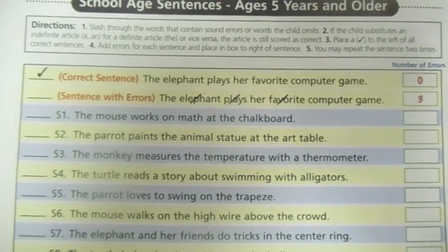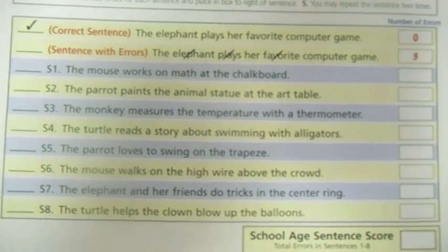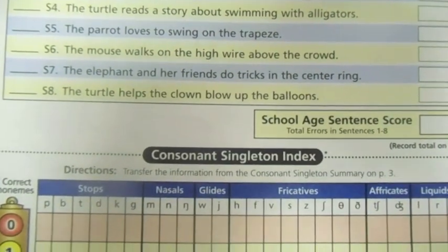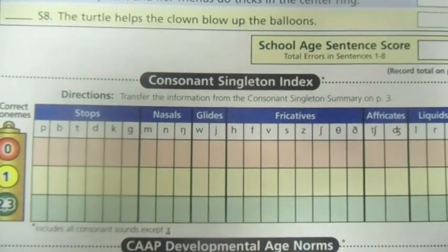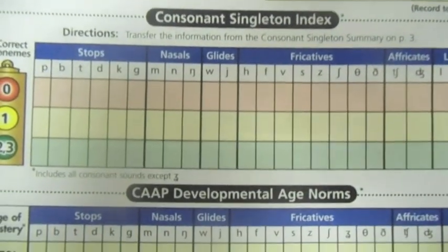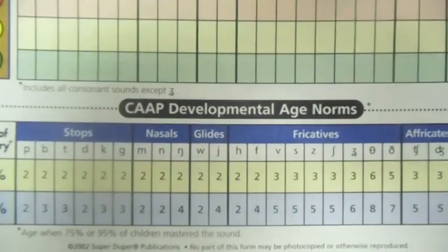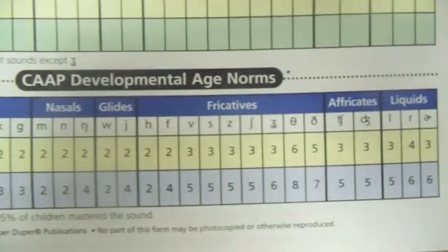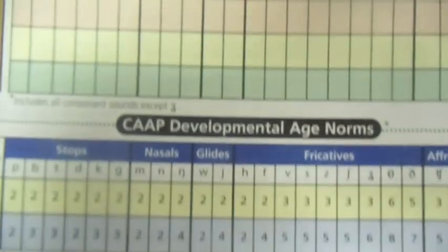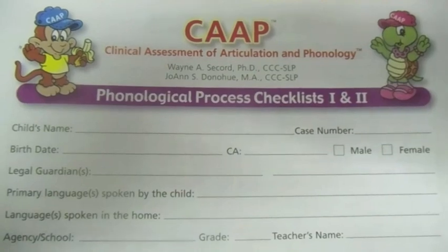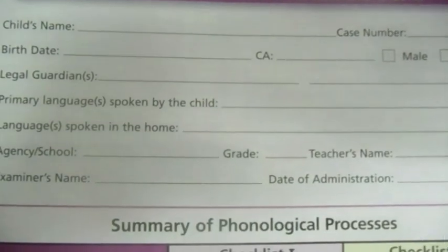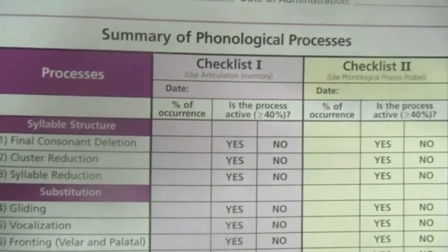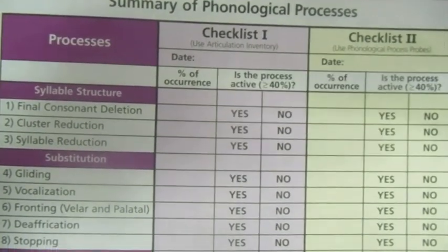The fourth page provides the area to score the school-age sentences. The clinician marks the words that contain a sound error or a sound omitted and counts the errors in each sentence. At the bottom of the last page is the consonant singleton index and the CAAP developmental age norms. On the first page of the phonological process checklist 1 and 2 is where the child's personal information goes. On the bottom of the page is an area for the summary of the phonological processes.